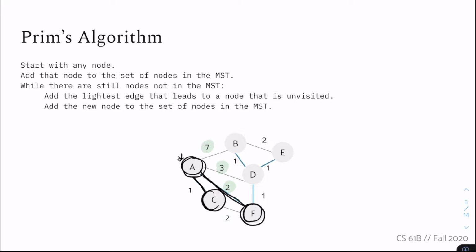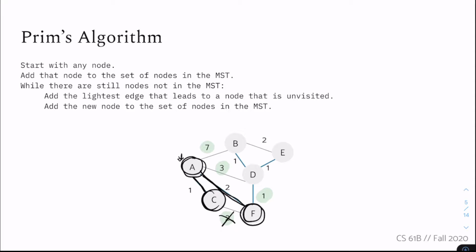And now we're going to consider even more, right? So now we're going to ask, okay, what are all the edges leaving our MST? So we have this 1 right here. We have this 3, we have this 7, and we have this 2. The first thing we realize is, oh wait, we can't have the edge that's of length 2 because it's going to lead to F, and F is already in our MST. And so this will create a cycle, which we don't want. Remember, trees don't have cycles.